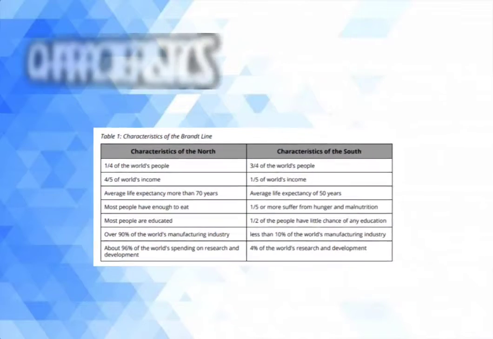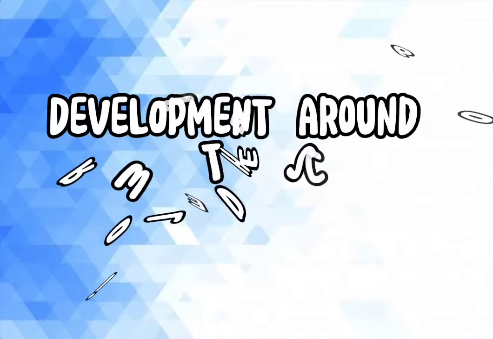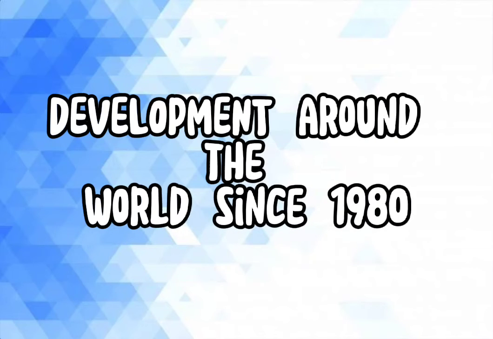So this is the table showing the characteristics of the Brandt line. As the table demonstrates, Brandt suggested that countries north of the division were more developed as they had been able to interact successfully with others, benefiting from higher levels of trade and thus boosting the quality of life for their population. So we have development around the world since 1980.